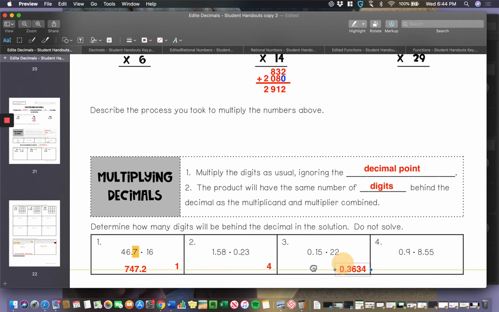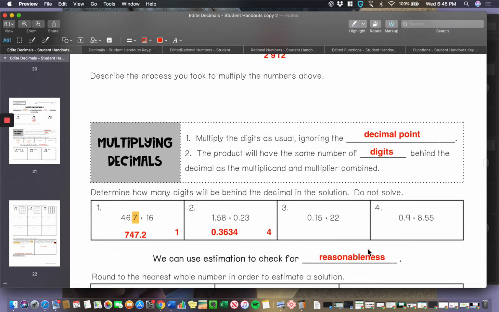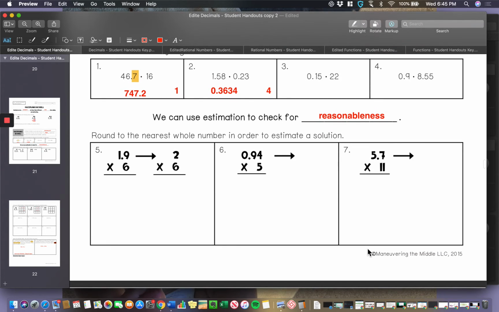There we go. I have 4 decimal places. All right, so you can go ahead now and do 3 and 4 on your own. It says we can use estimation to check for reasonableness. So what they're doing here in number 5 is they are rounding 1.9 to 2.